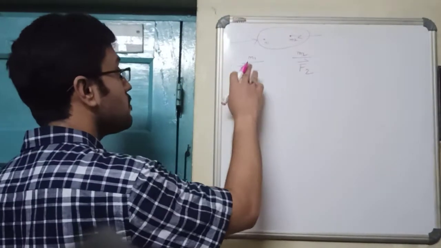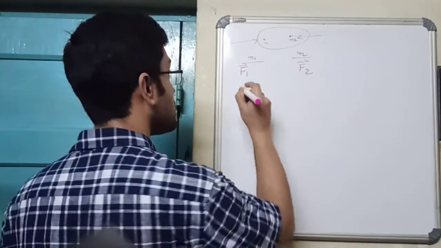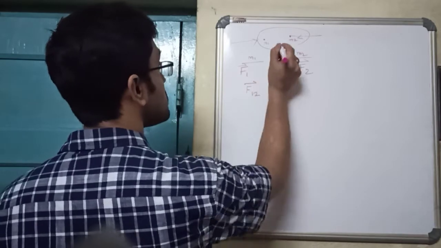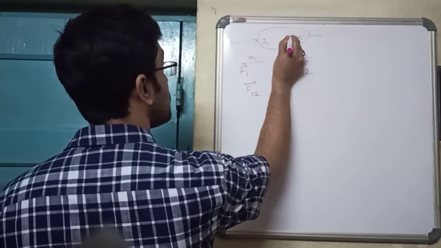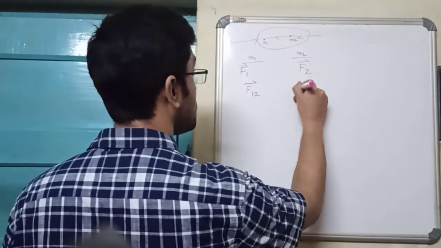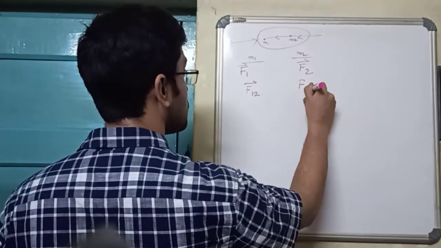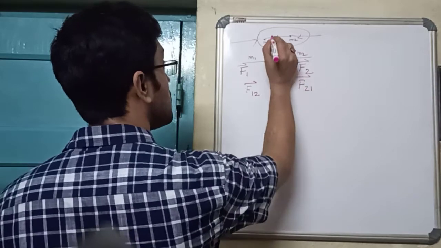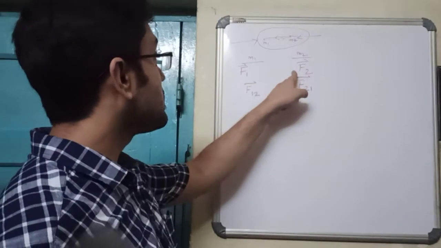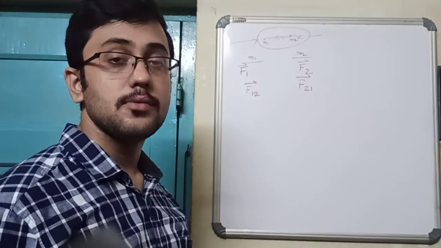And on m1 there will also be an internal force. That will be force on 1 due to 2. This is the force that m2 is exerting on m1 by virtue of its own mass. Similarly, the second mass will feel a force F on 2 due to 1, due to the mass m1. So the upper ones are the external forces, the lower ones are the internal forces.